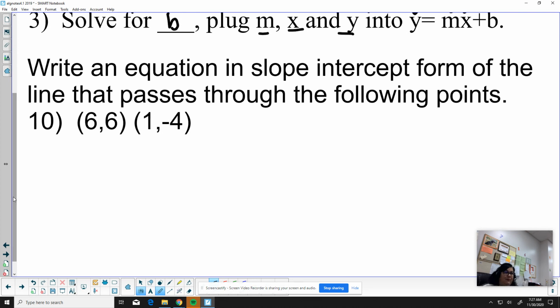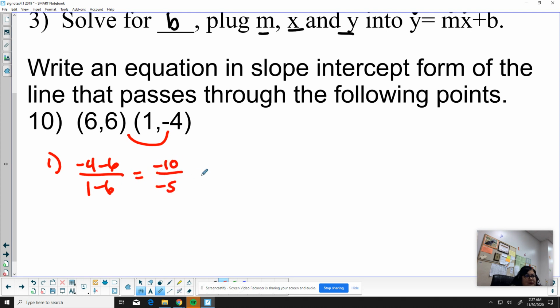All right, so for example, if I do the first one, it says write an equation in slope-intercept form of the line that passes through the following points. So my step number 1 is to find the slope. So I'm going to do -4 minus 6 over 1 minus 6. So that's -10 over -5. And you would put that into decimals to come up with it, which is 2. So my m is 2.